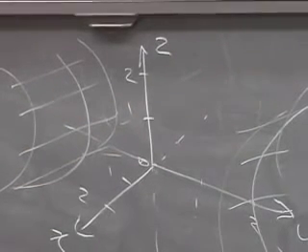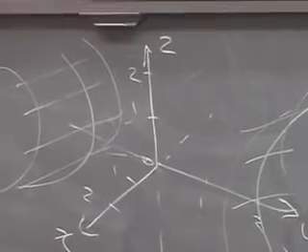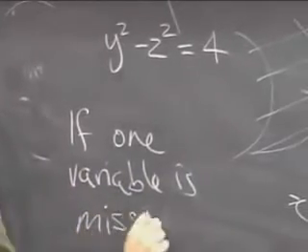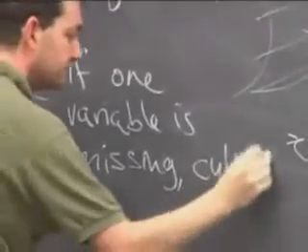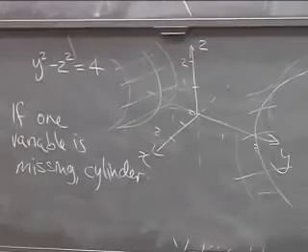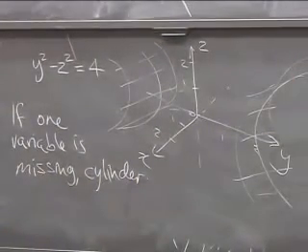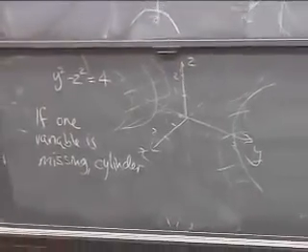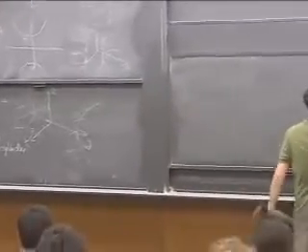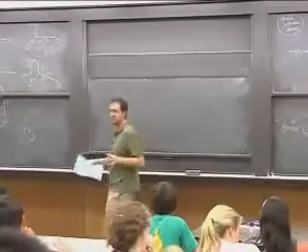All right, so the moral of the story with the cylinders is that if one variable is missing, it's a cylinder. So draw it in the right plane and then just shove it back and forth perpendicular. All right, so cylinder is the easy case. Before I move on to the harder cases, does anyone have any questions? No questions. All right, so we're dealing with quadratics.